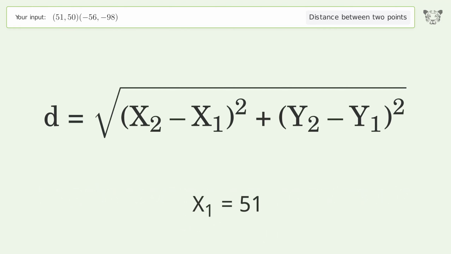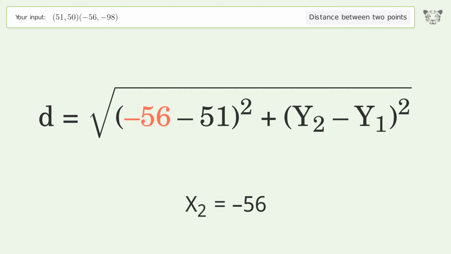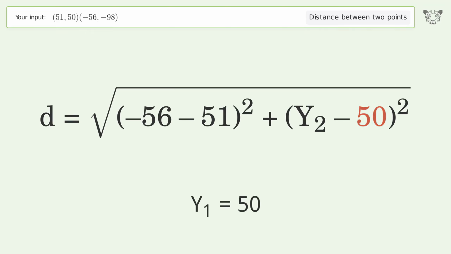x1 equals 51. x2 equals negative 56. y1 equals 50. y2 equals negative 98.